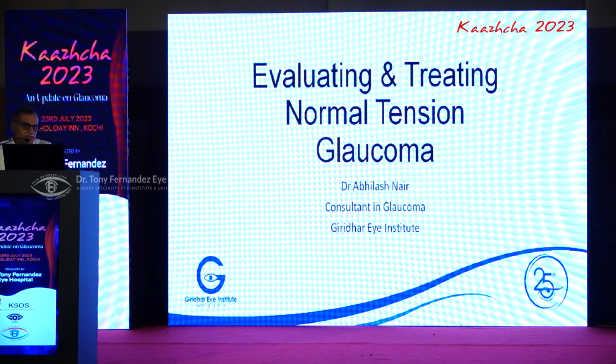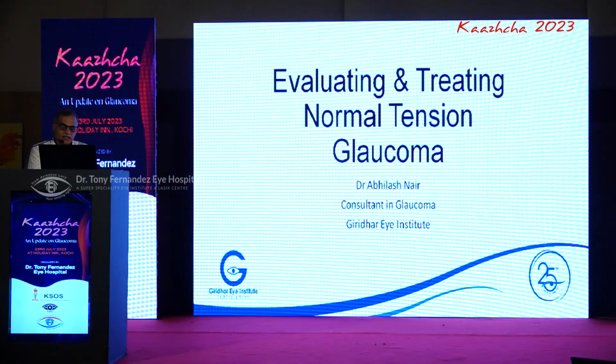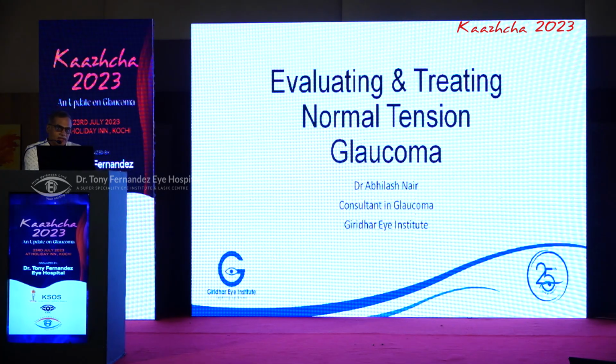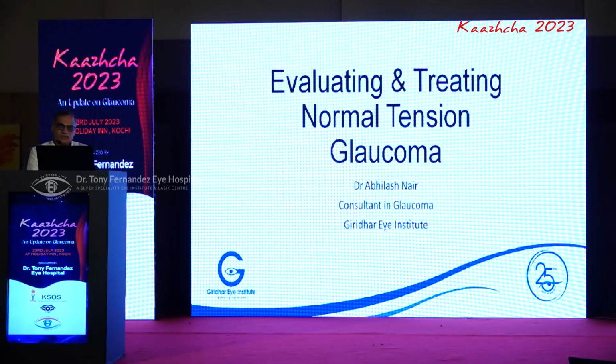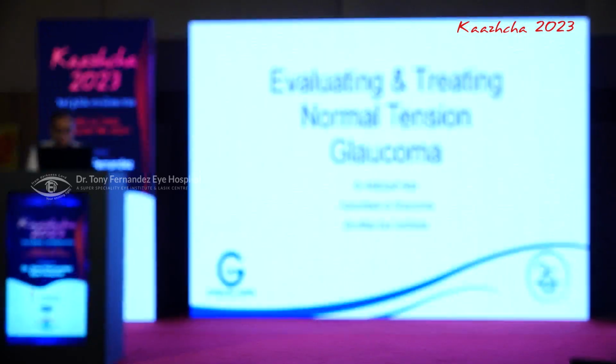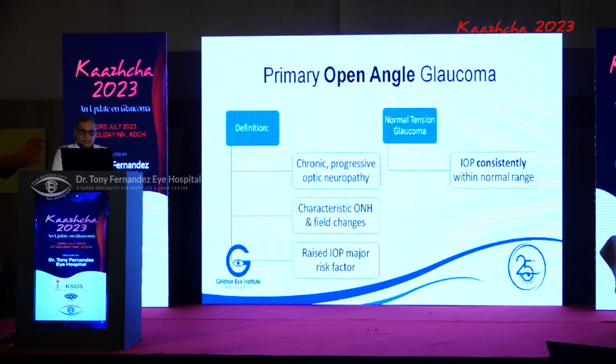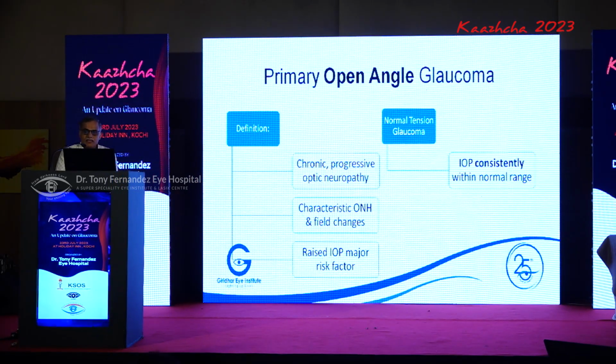Before you label a person as having normal tension glaucoma, there are a few things that you should do, and even more things that you should rule out. It's a diagnosis of exclusion. It doesn't behave like hypertensive glaucomas, but for all practical purposes, it's theoretically included under primary open-angle glaucomas.